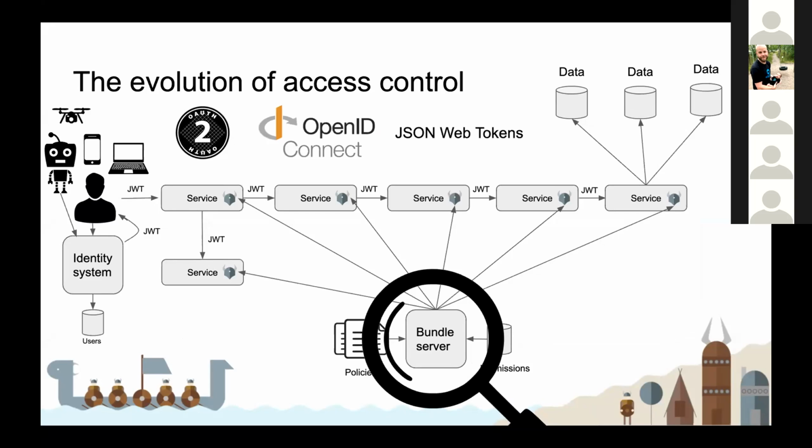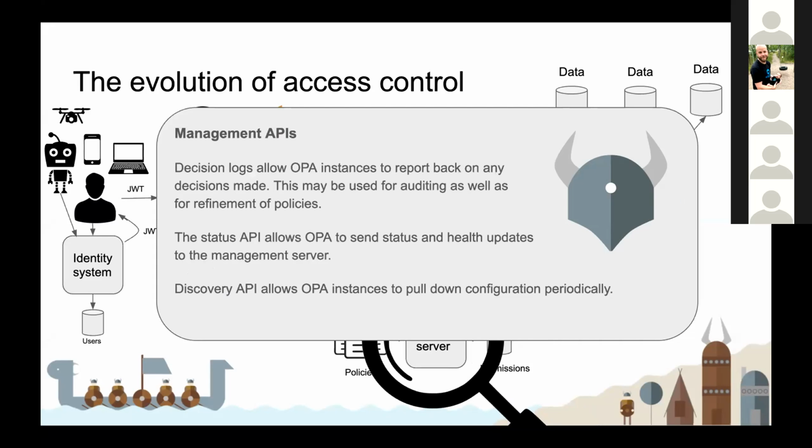And of course, the last step here is the actual bundle server. OPA ships with a number of management APIs, which allows any OPA instance to reach out to an external endpoint to fetch policies, to report its status, and maybe even to fetch configs. So it's both a distributed system and simultaneously allowing for central management.